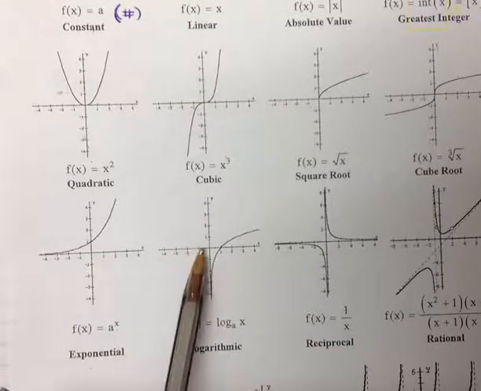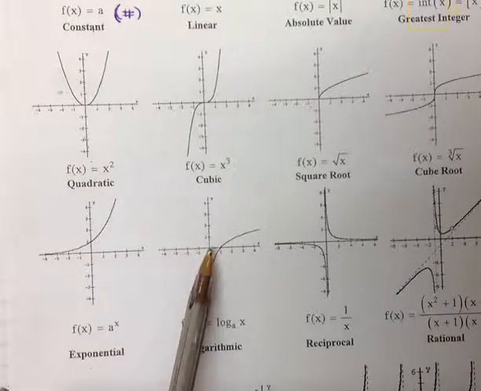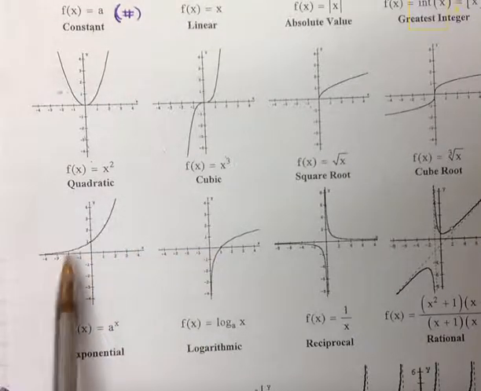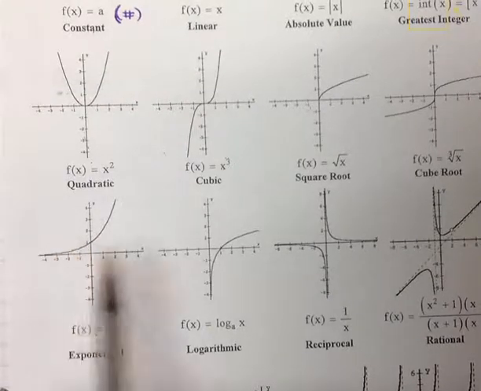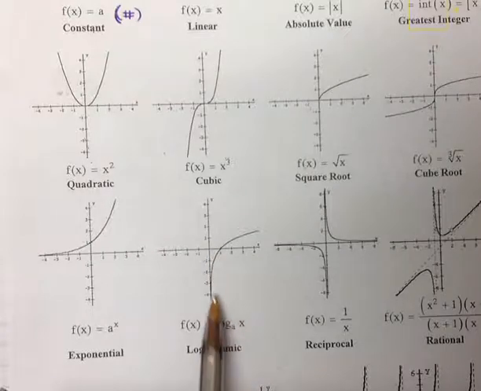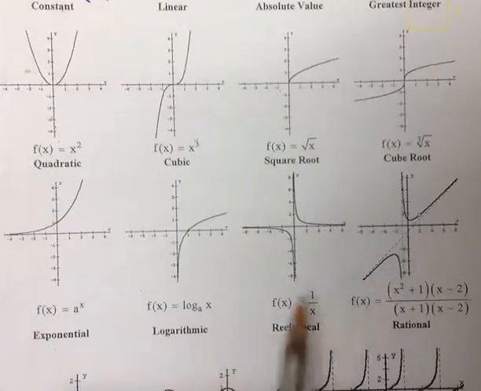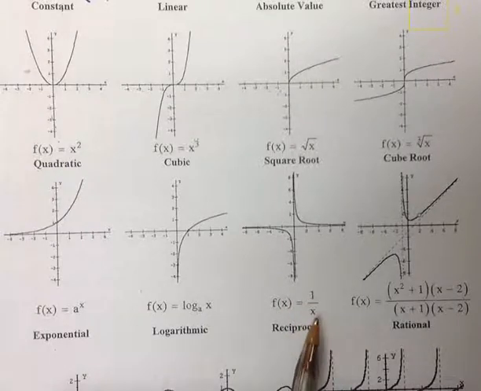These do not go through the origin. The parent function does not go through the origin. They actually have asymptotes. So the asymptote of the x-axis for an exponential, and the asymptote of the y-axis for the logarithmic. The other is the reciprocal, which is 1 over x.